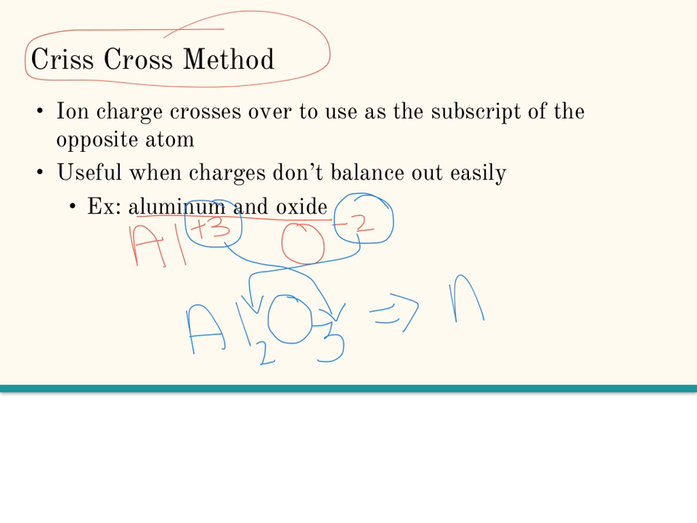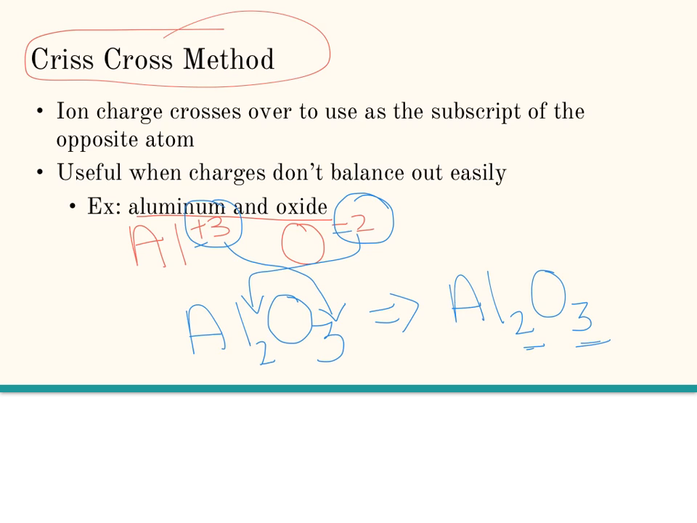So the final formula for this compound is Al2O3. Now, the actual plus and minus signs aren't carried through, but the numbers can be carried through to determine the subscripts. Once again, the positive ion is written first. I don't include any of the charges in my compound, and my subscripts apply only to that atom.